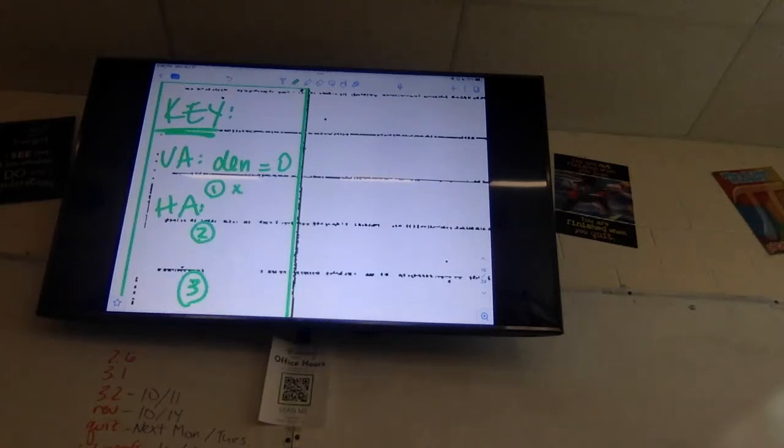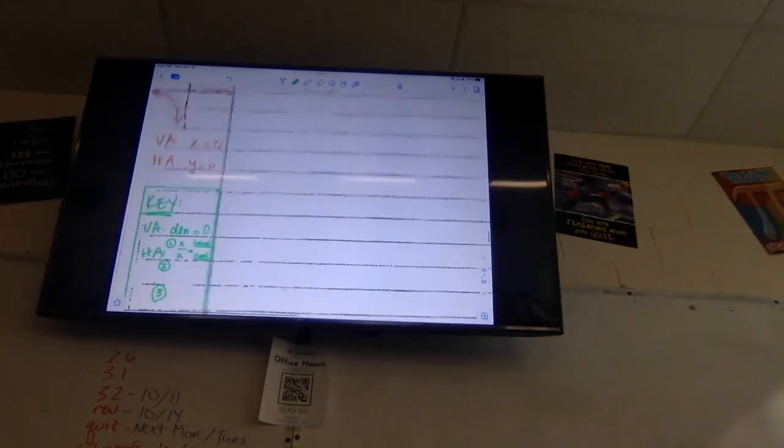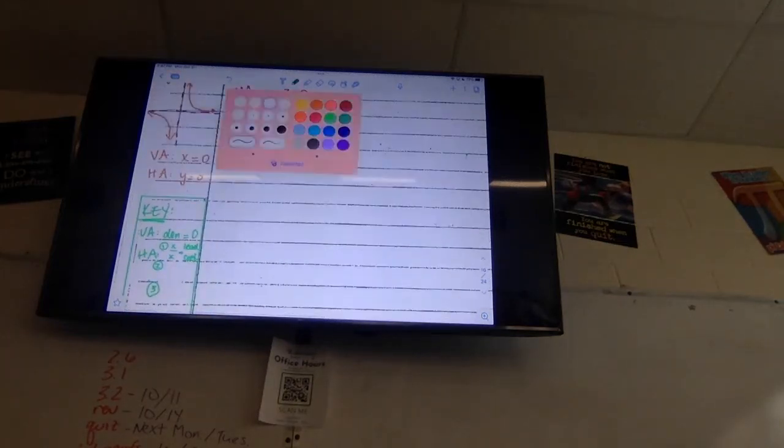So if I have an x on top and an x on bottom with the same exponents, then it's going to be a fraction of my leading coefficients. I can't really write small enough for it to be read. Leading coefficient. And so yes, in this example, my horizontal asymptote is just 1.